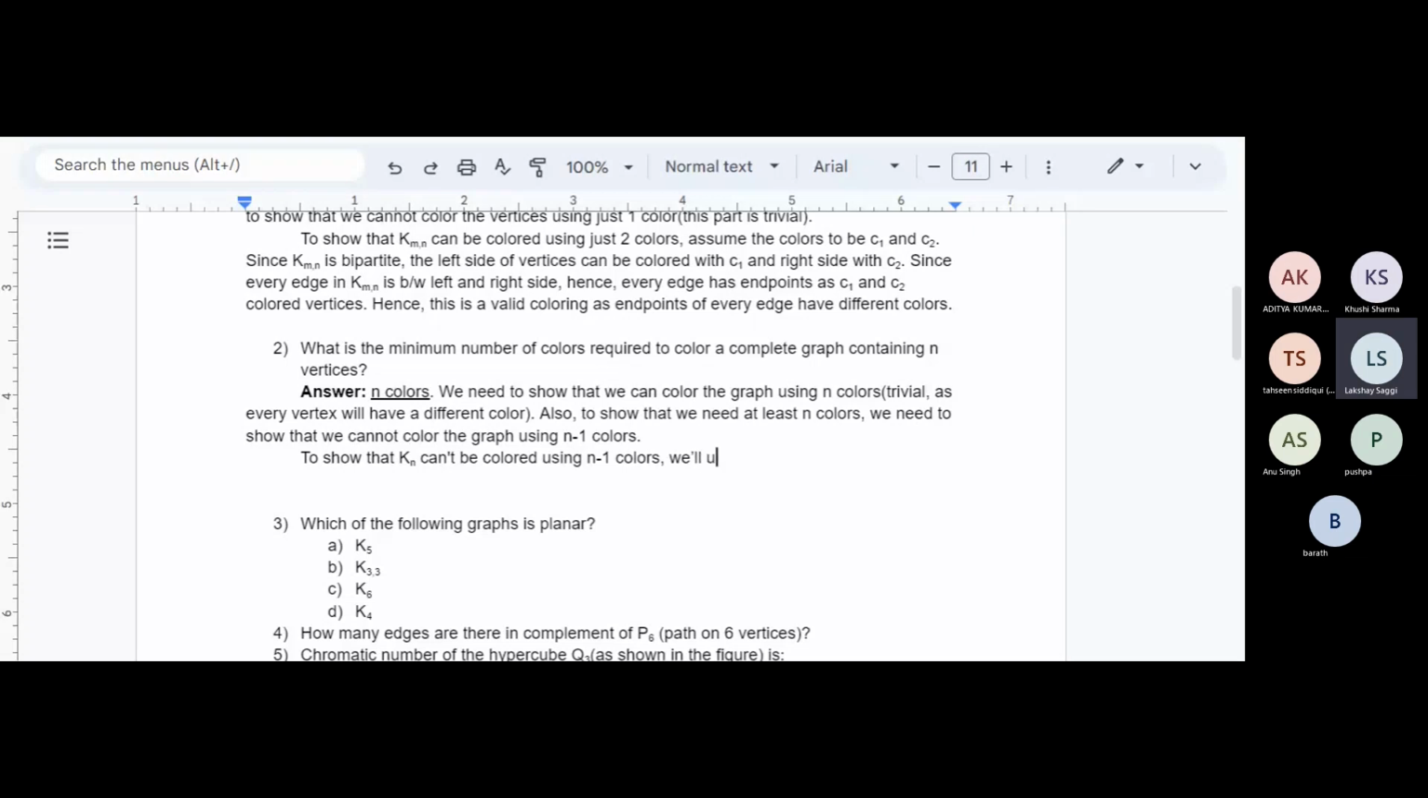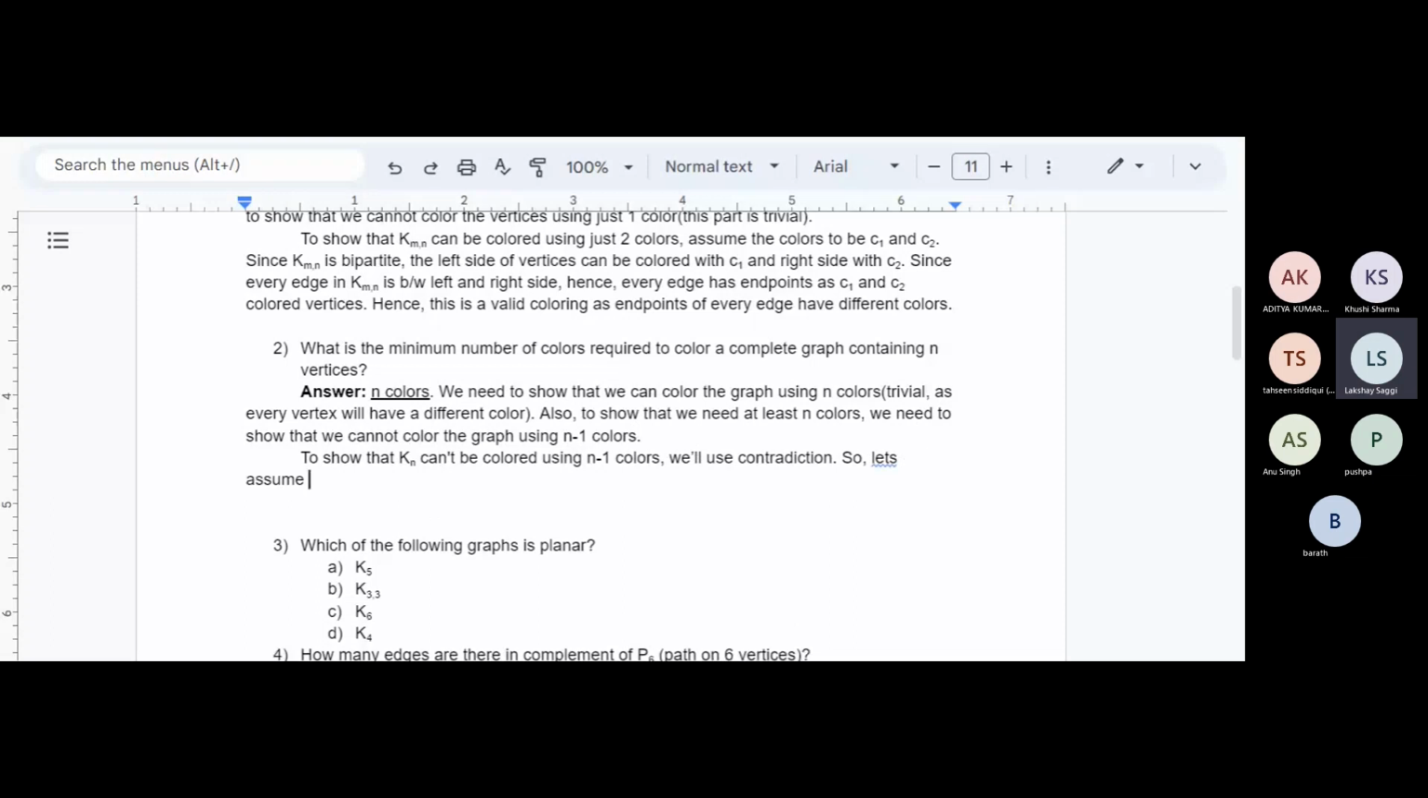We use contradiction, let's say. So we'll use contradiction. The basis of contradiction is that, to show that Kn can't be colored using n minus 1 colors, we'll assume that it can be colored, and then we'll obtain some bogus result, and then we can say that. So let's assume that Kn can be colored using n minus 1 colors.